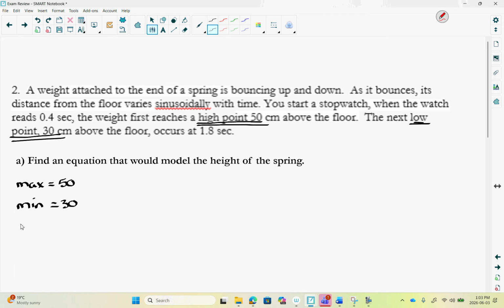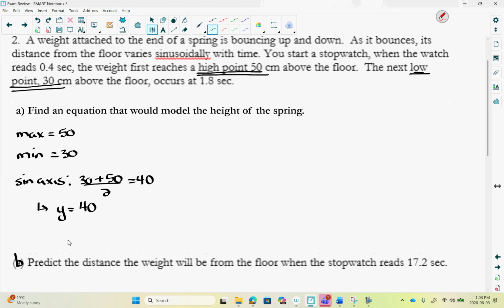Do you know where the sine axis would be? The sinusoidal axis is halfway between the max and the min. So you probably know what it is just by looking at those two numbers. What's halfway between 30 and 50? 40. But to get it, this is what you would do. You add the max and the min and you divide by 2. That equals 40. So the sinusoidal axis would be at y equals 40. And that's actually equal to the vertical translation. So now I know that k is 40.